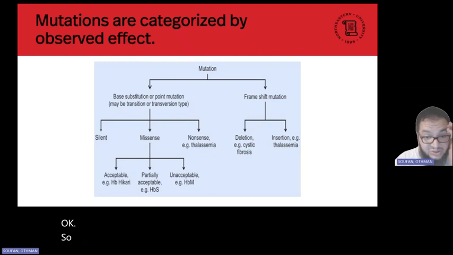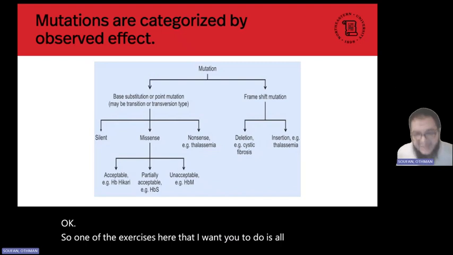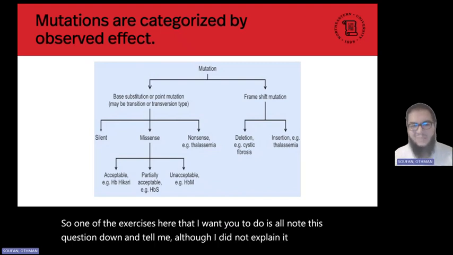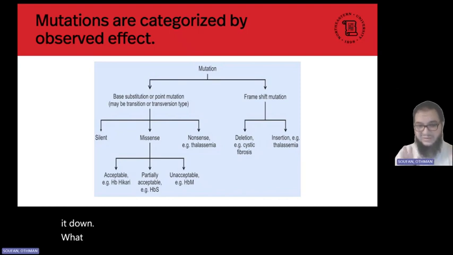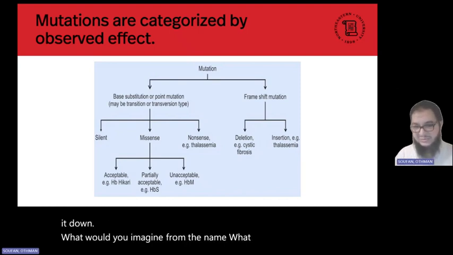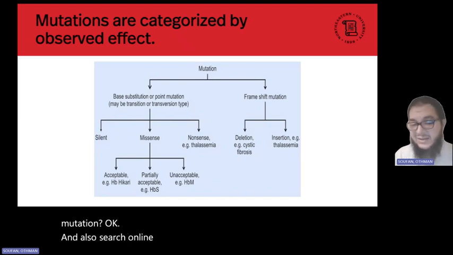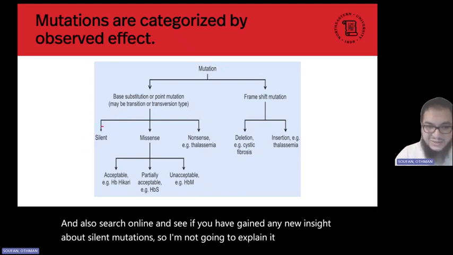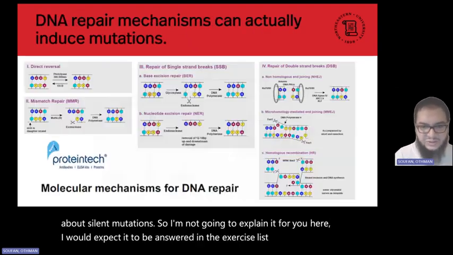One of the exercises here that I want you to do is note this question down and tell me, although I did not explain it, what is meant by a silent mutation. First write it down. What could you imagine from the name? What could be a silent mutation? And also search online and see if you gain any new insight about silent mutations. I'm not going to explain it for you here. I would expect it to be answered in the exercise list that you have for this lecture.